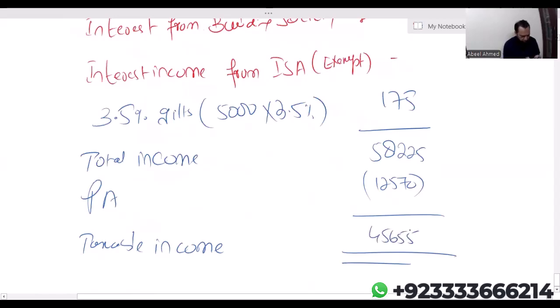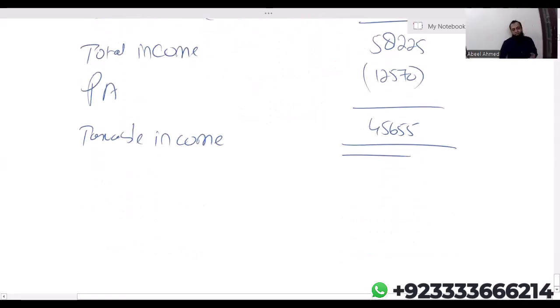$45,655. Let me recheck. 58,225 minus 12,570. Perfect. Now let's calculate tax. Your taxable income is 45,655.